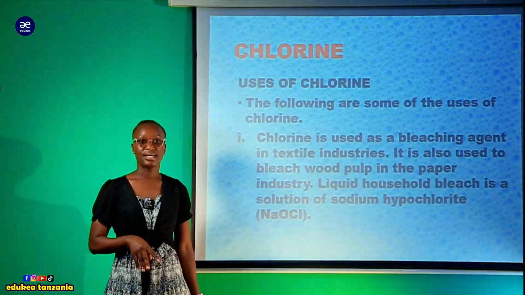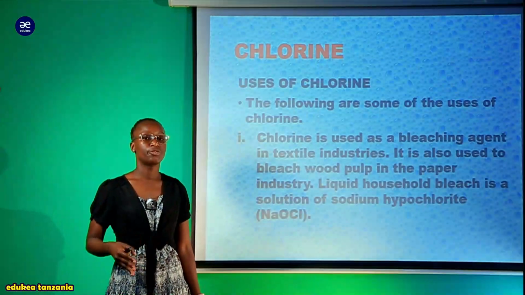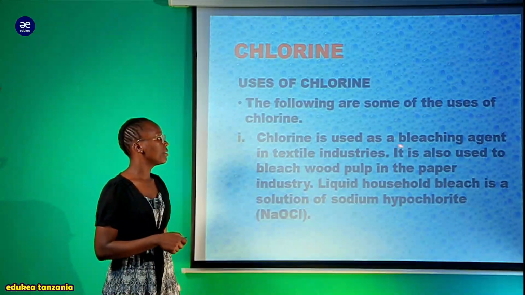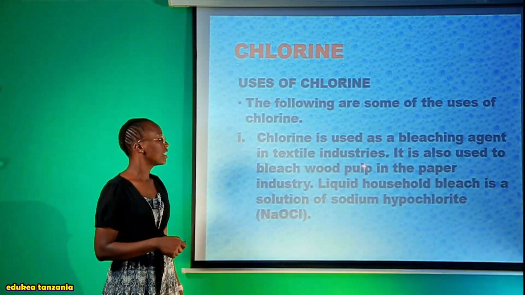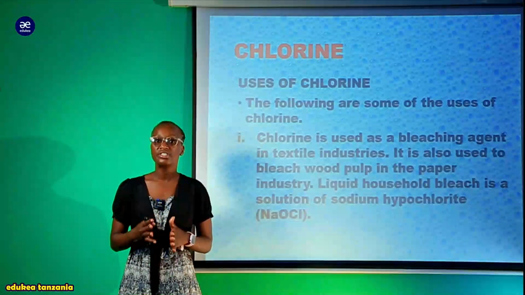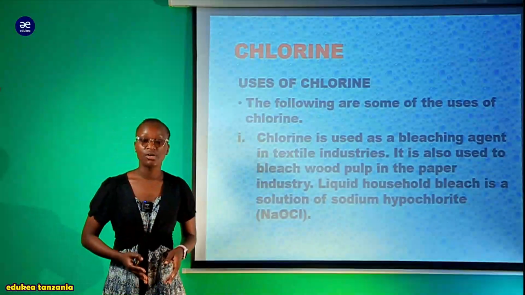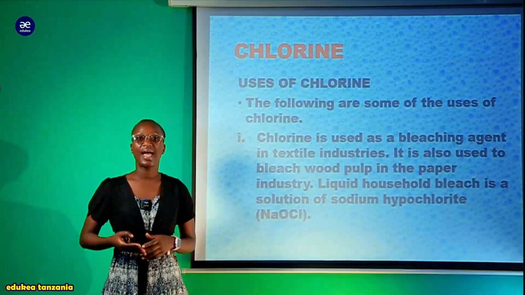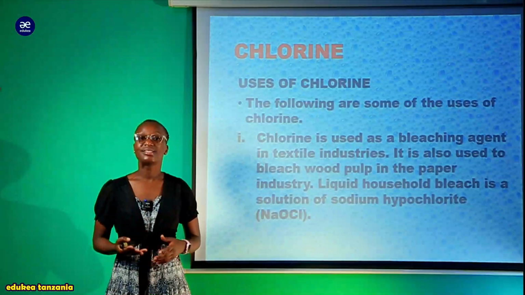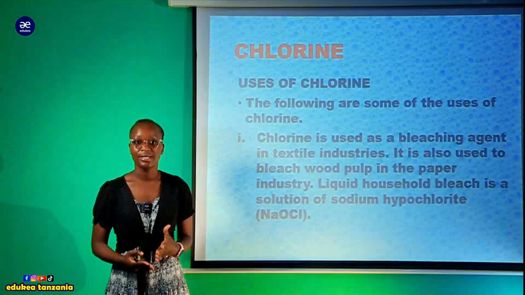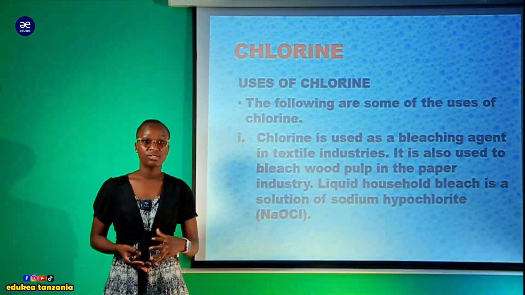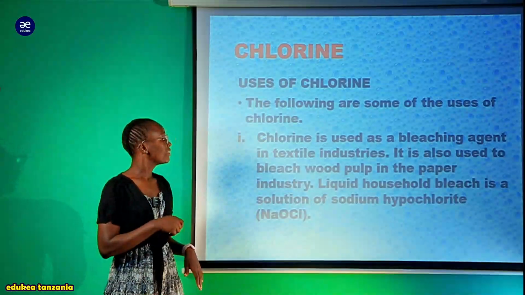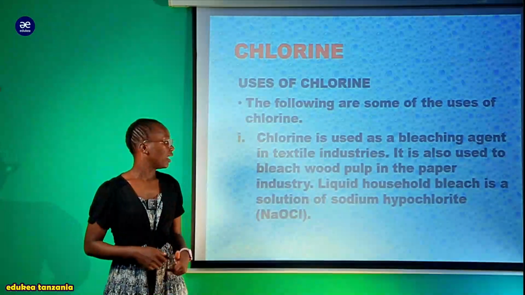Kumbe chlorine inaweza kutumika katika sehemu tofauti tofauti, katika mazingira tofauti tofauti, kwa namna tofauti tofauti. Now chlorine is used as the bleaching agent in the textile industry. Kwamba yenyewe inatumika as a bleaching agent, the purpose of changing color, bleaching. Kwa hiyo ni bleaching agent in industry purpose, katika shughuli za viwandani. So you can see industrial activity is very economical, essential. So this chlorine is used there.